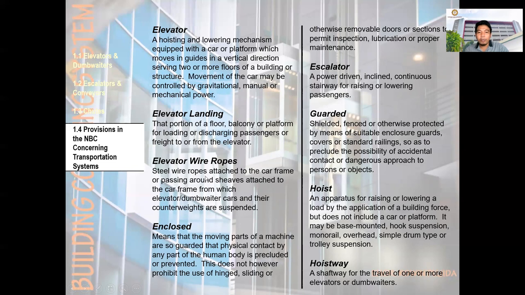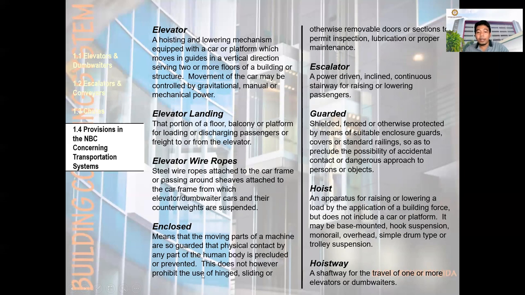Next, we have elevator wire ropes. These are steel wire ropes attached to the car frame or passing around sheaves attached to the car frame, from which the elevator or dumbwaiter's car and counterweights are suspended. Next is enclosed. So it means that the moving parts of a machine are so guarded that physical contact by any parts of the human body is precluded or prevented.